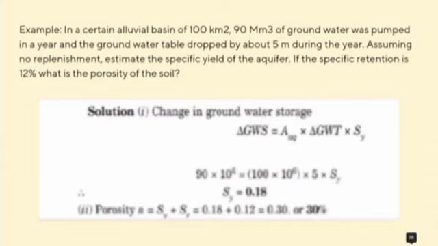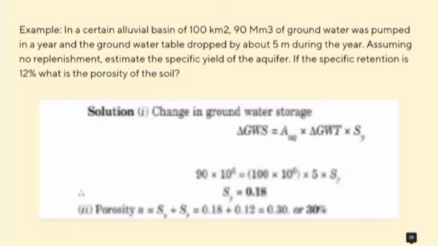So in this problem, there are two requirements, which are the specific yield and the porosity. Specific yield of the aquifer and the porosity of the soil. Earlier we mentioned a formula that has specific yield, and it is for an unconfined aquifer. So just substitute all the given values in the formula and the specific yield will be left.